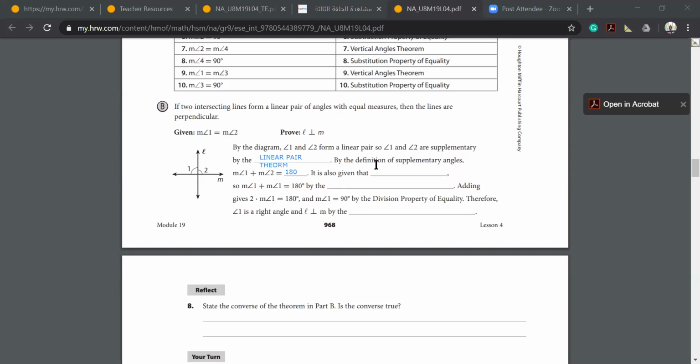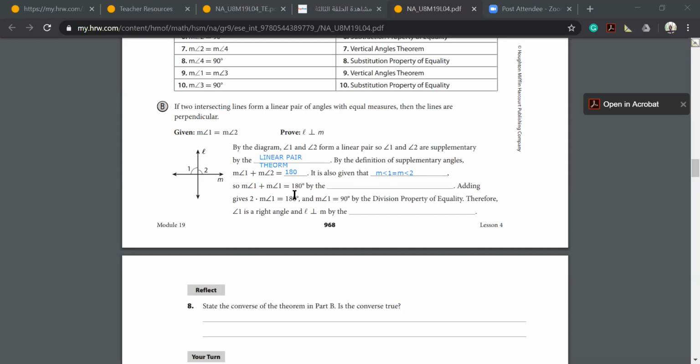It is also given that measure angle 1 is equal to measure angle 2. So this is what we are going to write in here, that it's given that measure angle 1 is equal to measure angle 2. Okay, so measure angle 1 is equal to measure angle 2. So measure angle 1 plus measure angle 1 is 180.